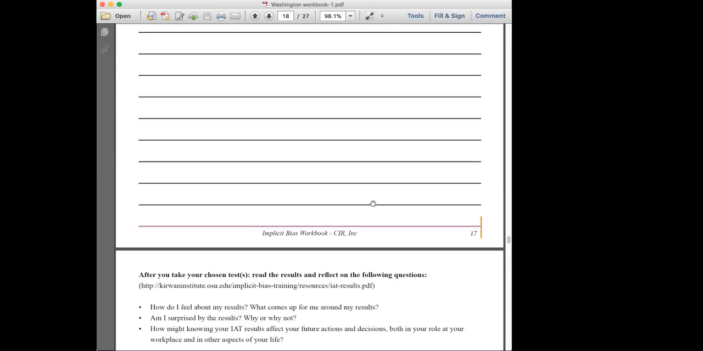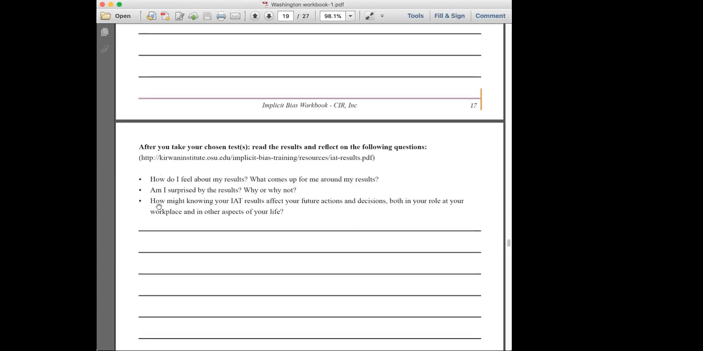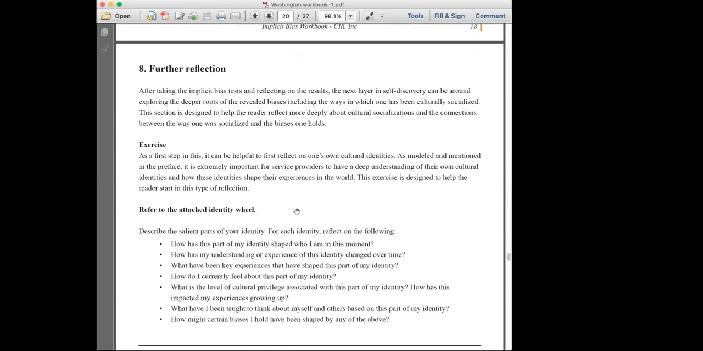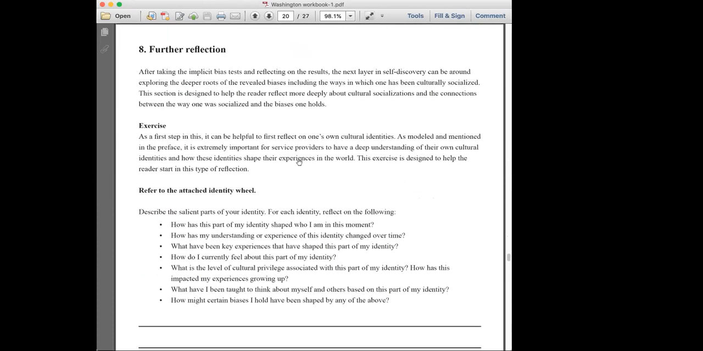That section is all about the online test, having you take it. Once you take it, there are some further reflection questions that you can do based on what your results of the different tests were. And after you're done with that, there is an additional section that gives you more space to think even more deeply about your implicit biases, including the different ways in which you have been socialized. In some ways this connects to the systems of oppression section, but it's a lot more nuanced than that.